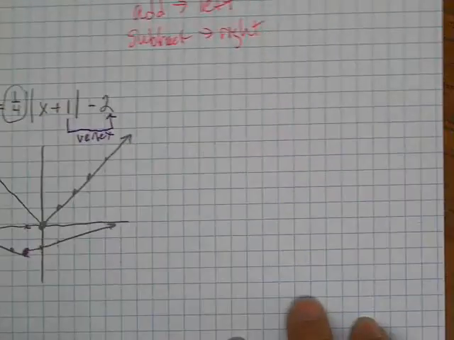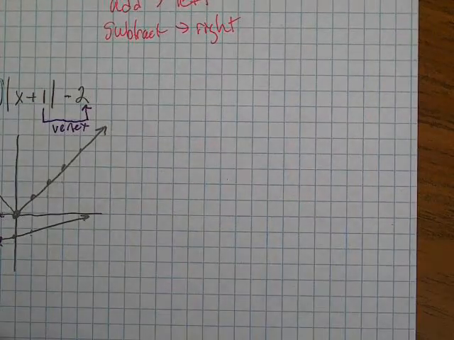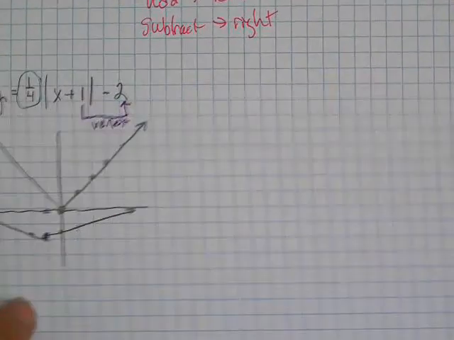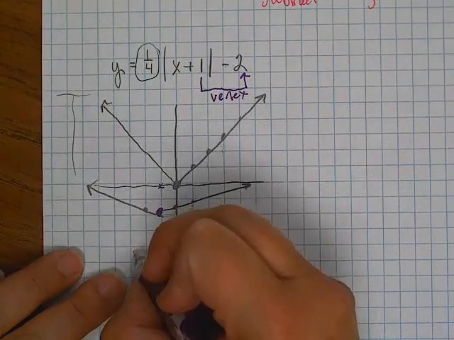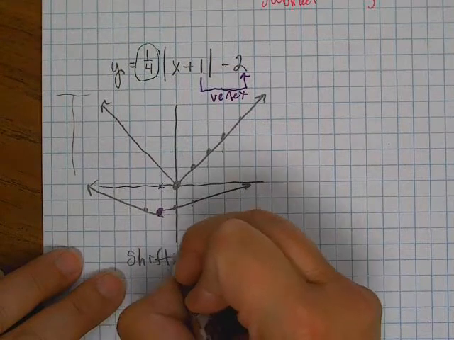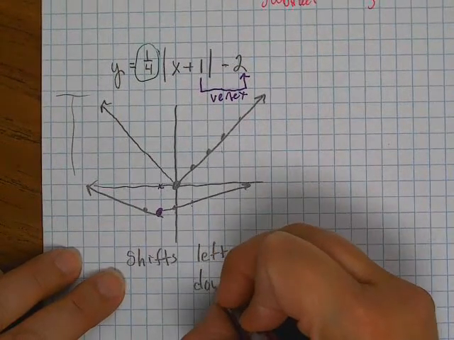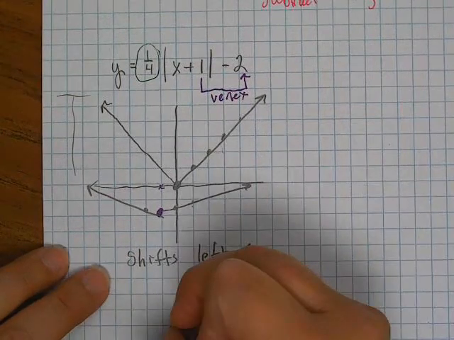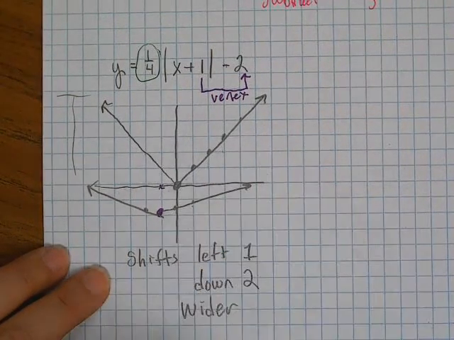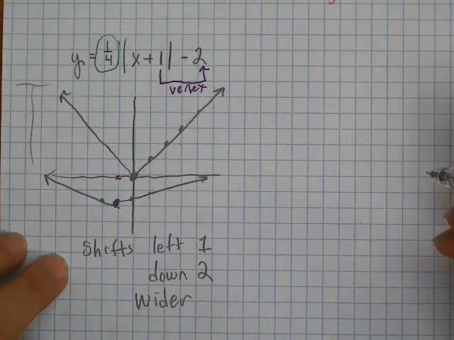Let's do another one of these. So if I was asked to describe it, I would say that this shifts left 1, shifts down 2, and is wider. Let's do this one.